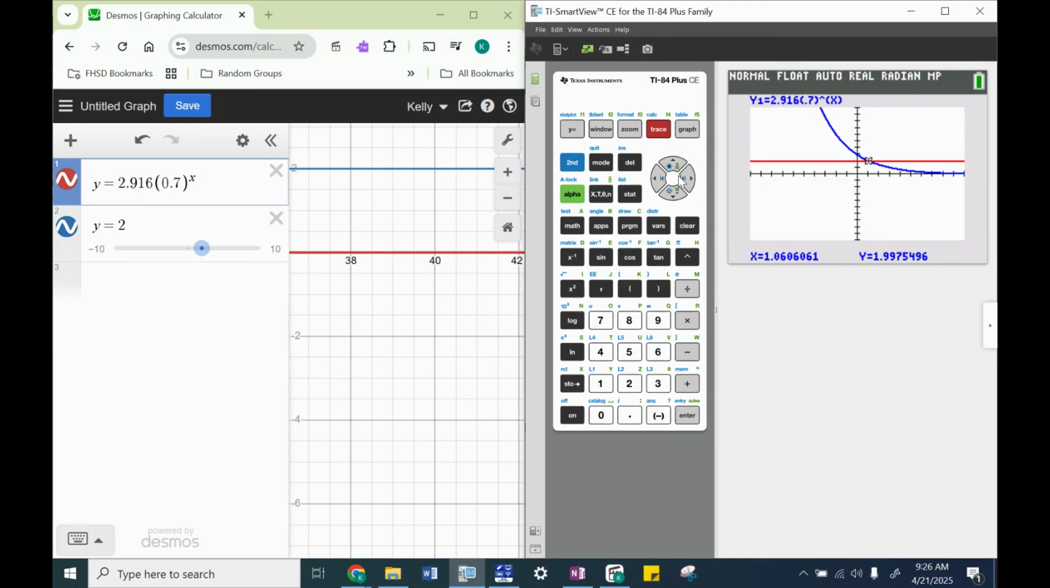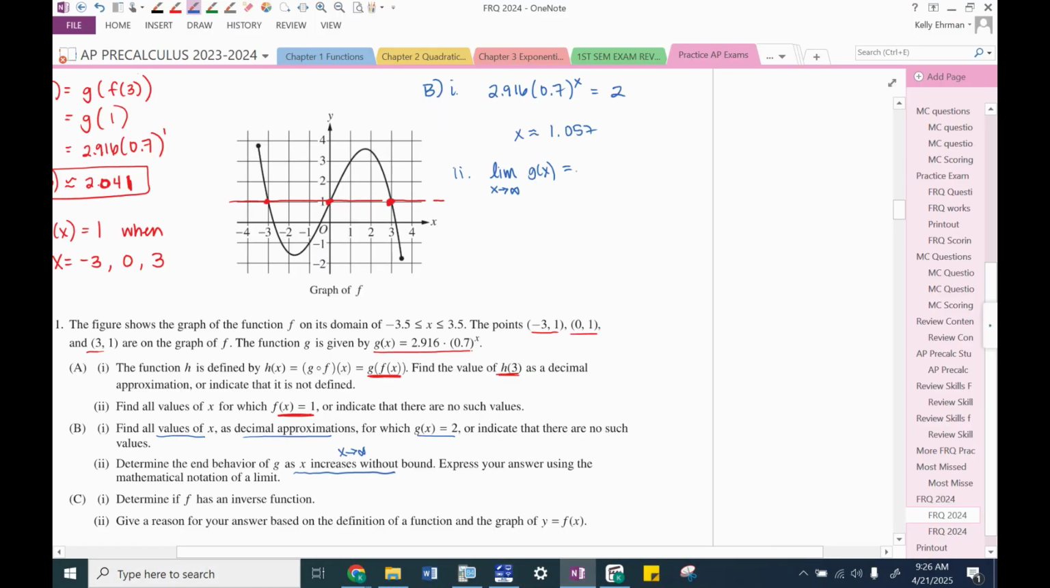We should remember on exponential graphs that there is a horizontal asymptote. There's nothing you can raise 0.7 to. There's no power you can raise it to get it to be exactly 0. It will just approach 0. We do say equals 0. That's the limiting value. So this is just talking about end behavior.